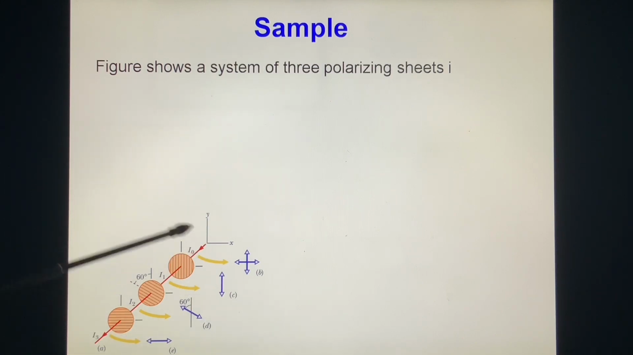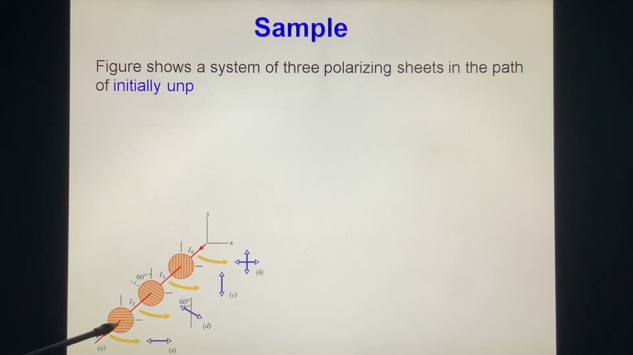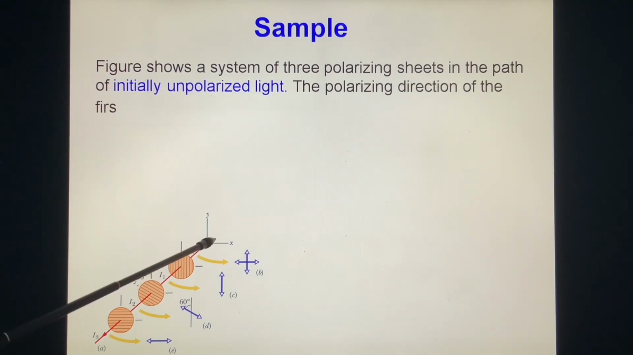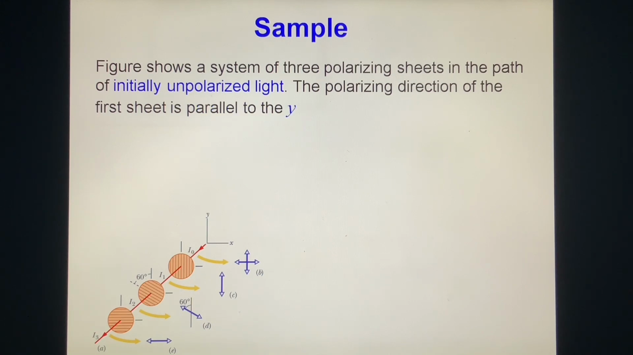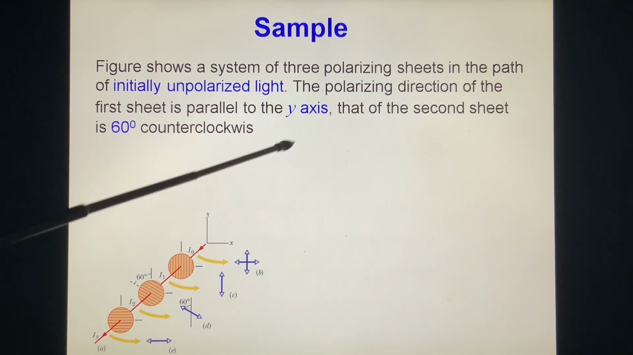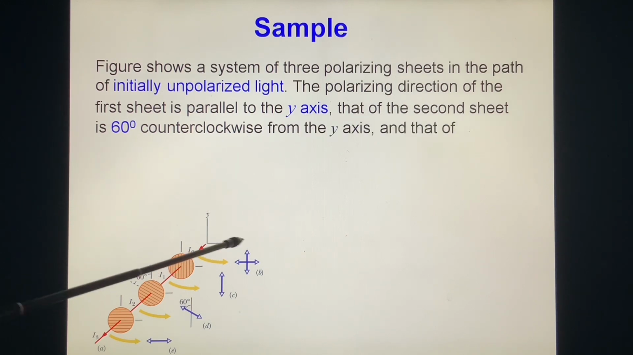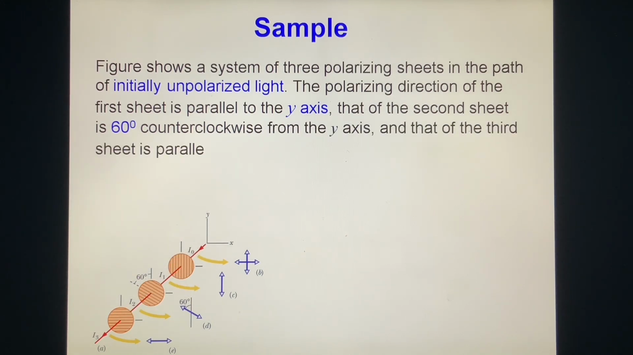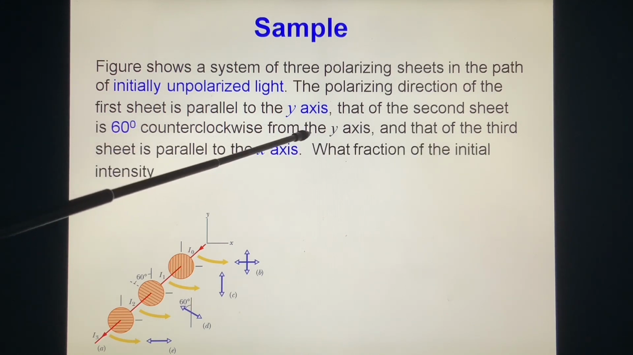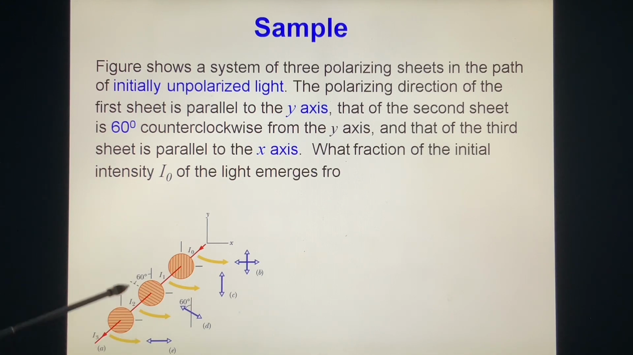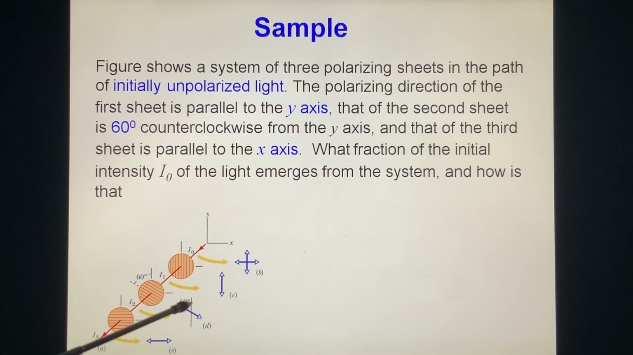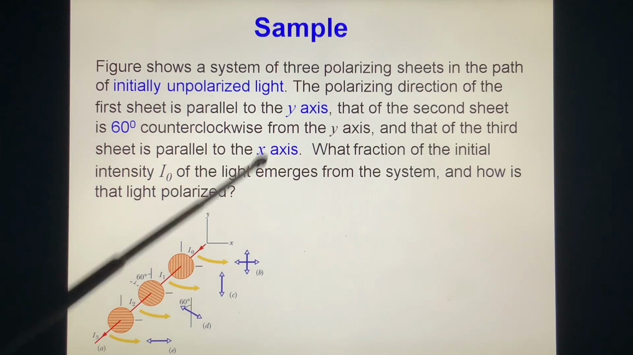Consider a system of three polarizing sheets, 1, 2, 3, in the path of initially unpolarized light. This unpolarized light is coming from here. The polarizing direction of the first sheet is parallel to the y-axis. That of the second sheet is 60 degrees counterclockwise from the y-axis. Okay. And that of the third sheet is parallel to the x-axis.